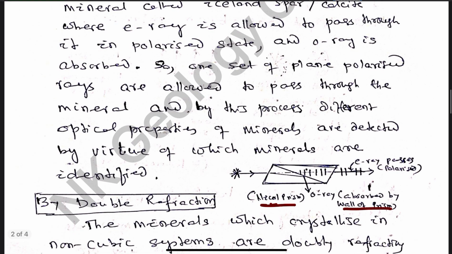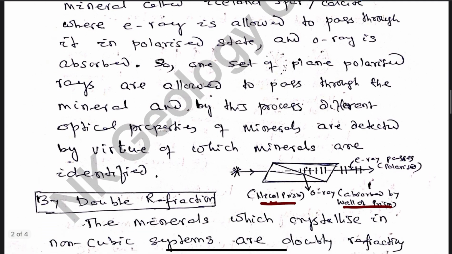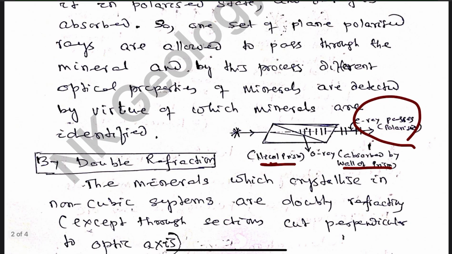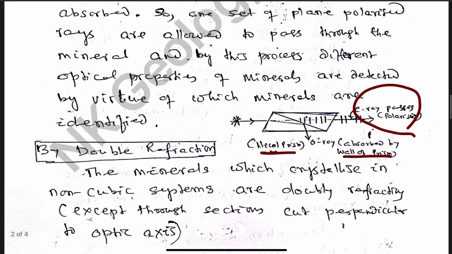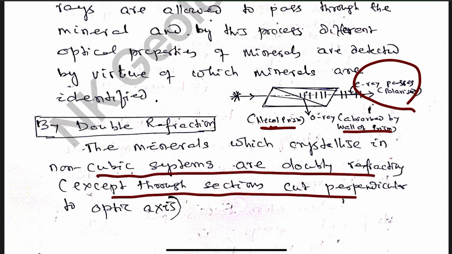So, in this process, by allowing the light to pass through the nickel prism, we get one set of light rays, and these light rays are very useful in optical study of minerals. Besides this, we have the double refraction in all the anisotropic minerals, by which we can get polarized light. The minerals which crystallize in non-cubic systems are doubly refracting, except those sections which are cut perpendicular to the optic axis.